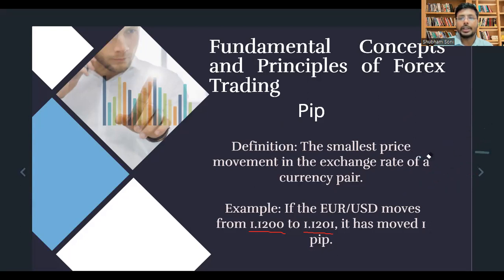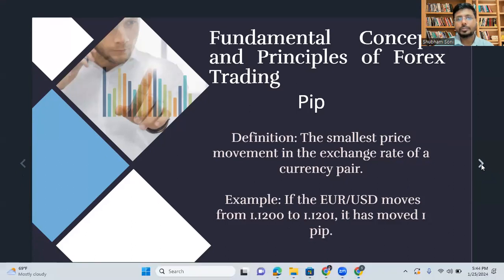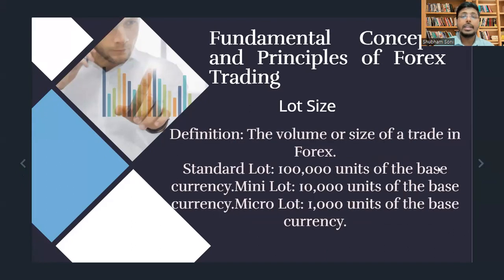So let's say you bought at 82.1 and you sold at 82.05. Well, you made a profit of 4 pips. So that is pip. Now let's understand the lot size, which is very important. So when you trade in currencies, you do not directly buy dollars.